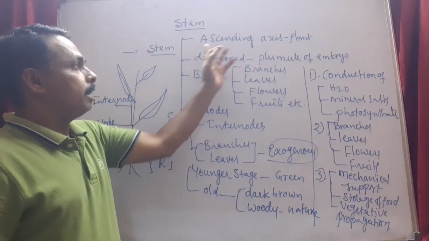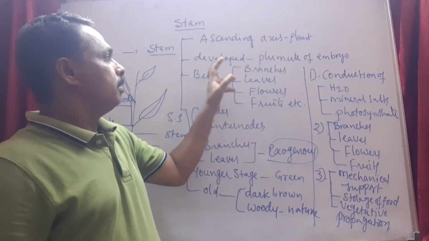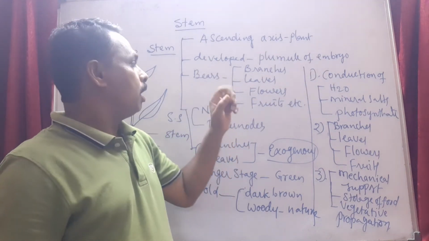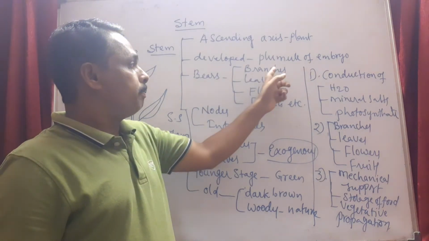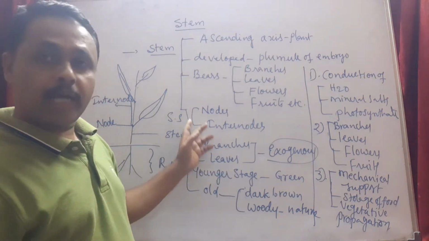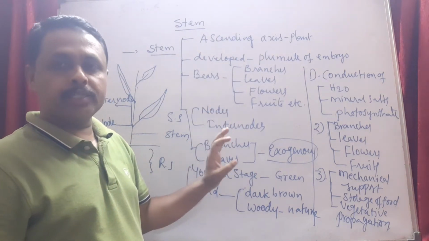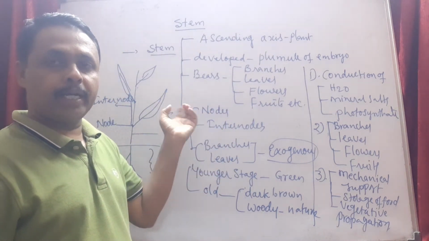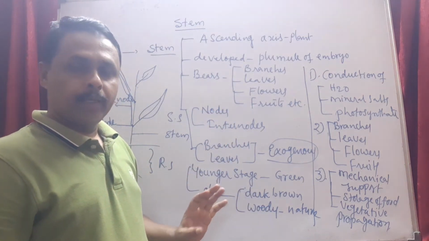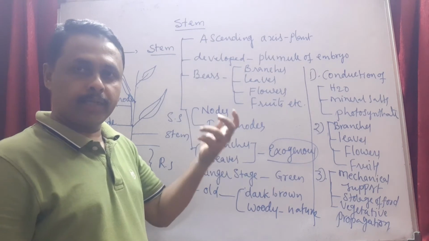So the stem is the ascending axis of the plant, the main axis of the plant, which is developed from the plumule of the embryo, which bears branches, leaves, flowers, fruits, etc. It also has nodes and internodes. This is the morphological identification feature for the stem compared with the root, because in the root nodes and internodes are absent. If nodes and internodes are present, then that is called stem or shoot. Like that we can identify it.